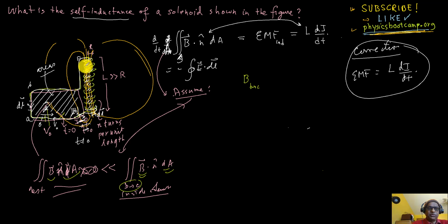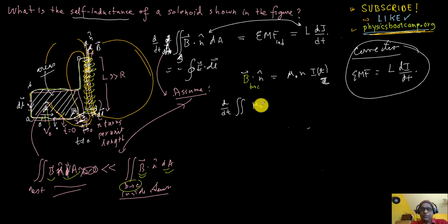Right hand rule, n hat is pointed that way, and the B is also pointed that way. So I just need B dot n hat, that's just equal to mu naught n I at that time t. So I've got to carry the time t. This is time dependent, so I get a d/dt of mu naught n I dA.